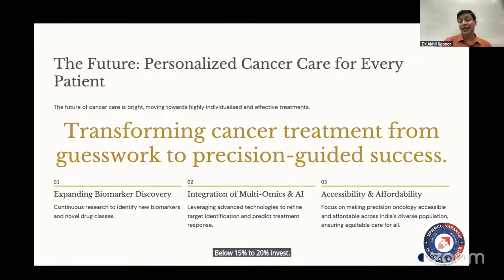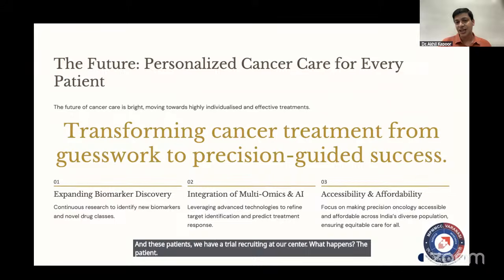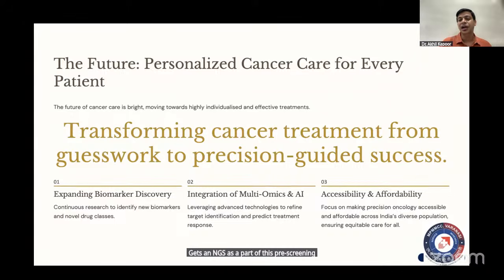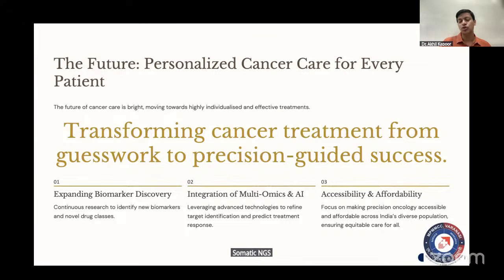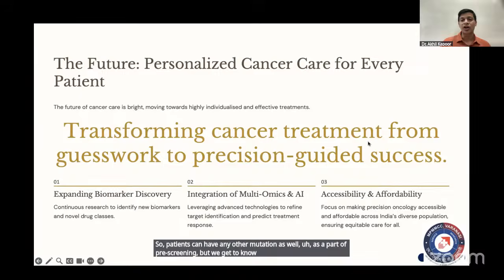So KRAS G12C mutation, we know these patients are not going to do well with chemotherapy alone. Something more is to be done. And for these patients, we have a trial recruiting at our center. What happens? The patient gets an NGS as a part of this pre-screening for this cancer trial, and the patient gets a somatic NGS report, which helps us to decide the treatment option. So patients can have any other mutation as well as a part of pre-screening, but we get to know the somatic part of the patient.